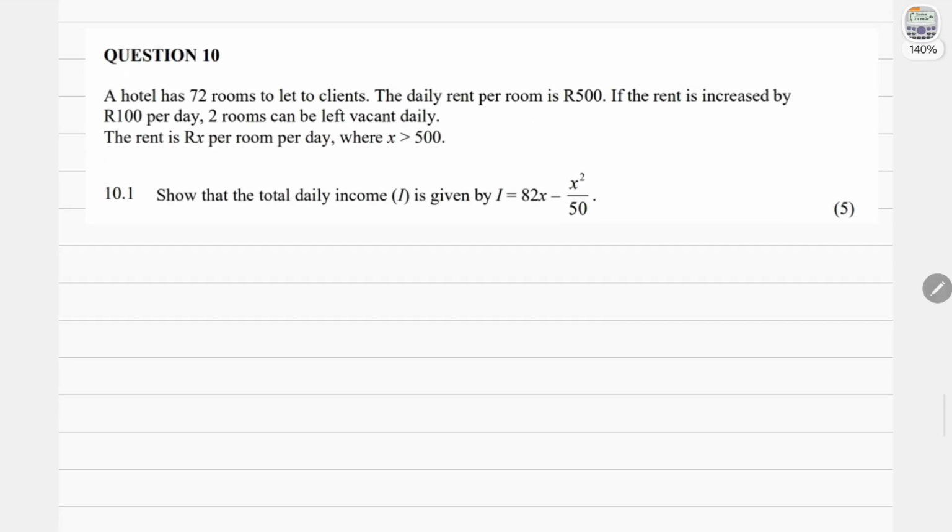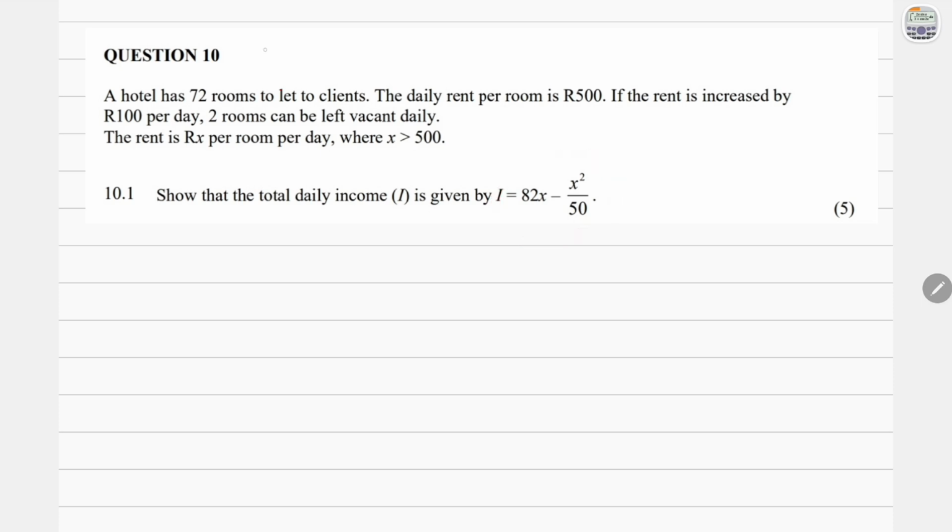Question 10 says, a hotel has 72 rooms to let to clients. The daily rent per room is 500 Rand. If the rent is increased by 100 Rand per day, 2 rooms can be left vacant daily. The rent is X Rand per room per day, where X is greater than 500. And 10.1 says, show that the total daily income, I, is given by I equals this.